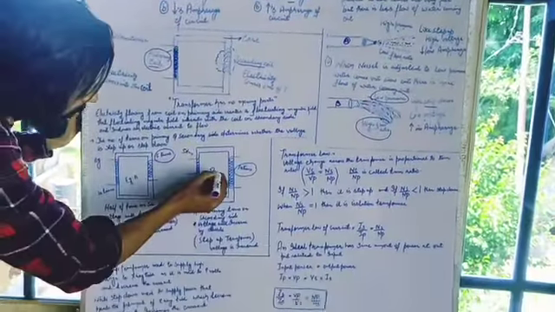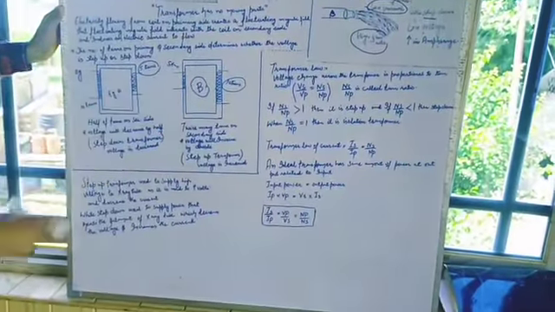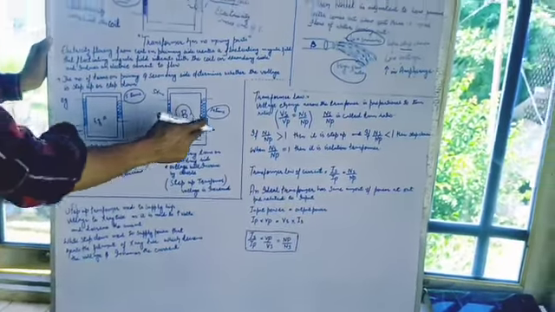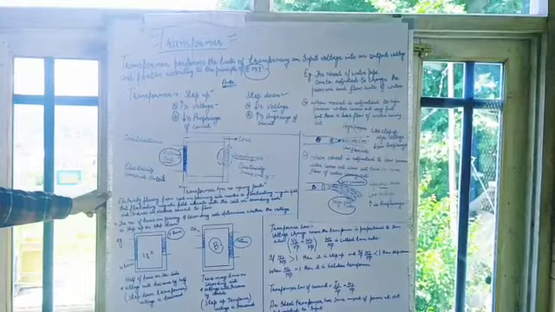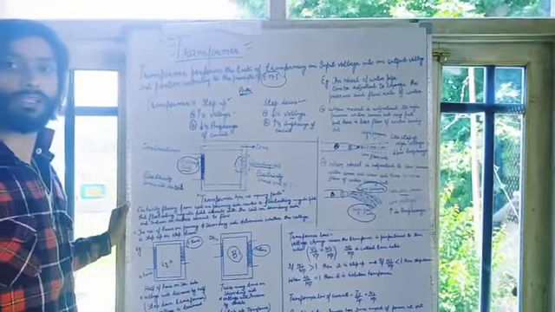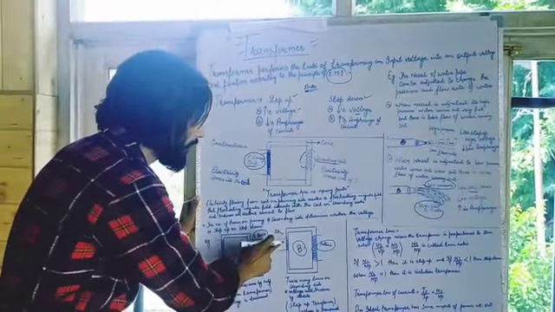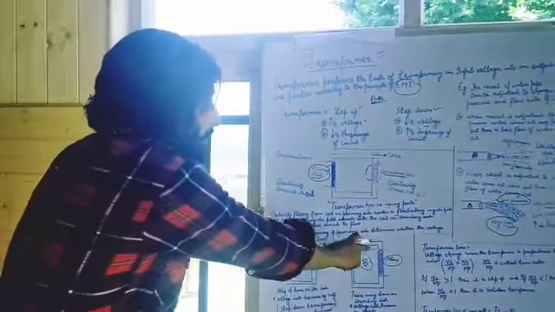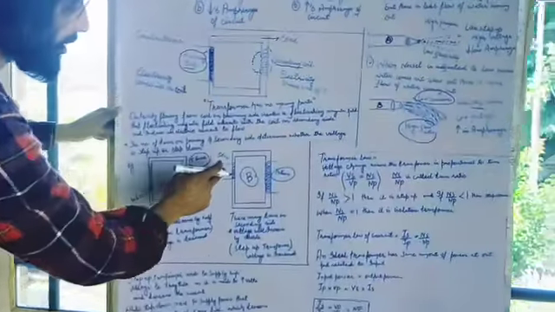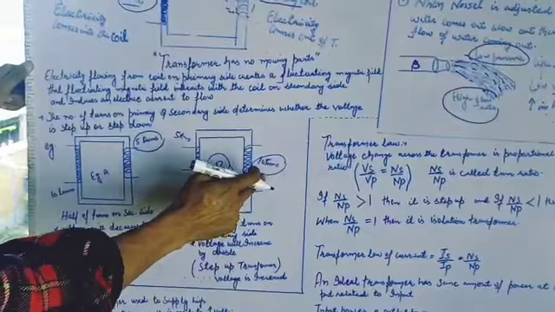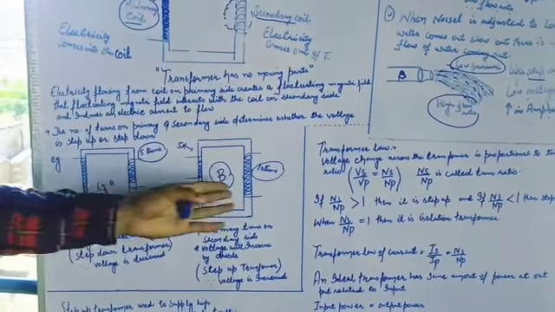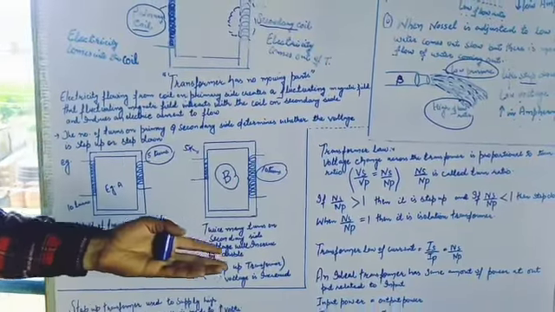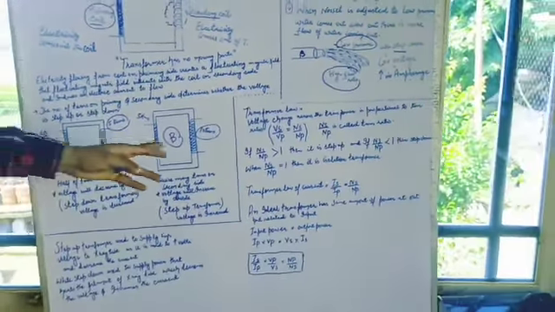Similarly, in case B, on the primary side we have 5 turns, and on the secondary side we have 10 turns. So there are twice as many turns on the secondary side, that is, 5 is doubled to 10. That means the voltage will be increased double. So the voltage is increased by double.